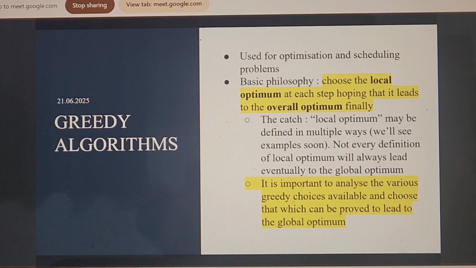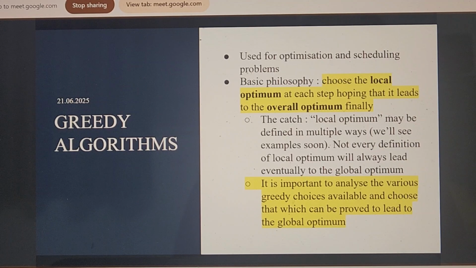So you will define your own intermediate optimum, because this is not a multi-stage optimization problem, so the idea of intermediate optimum is not clearly defined. At each step you will pick that option which satisfies that intermediate optimum criterion, and you will continue to build your answer, hoping that finally it will lead you to your overall optimum.